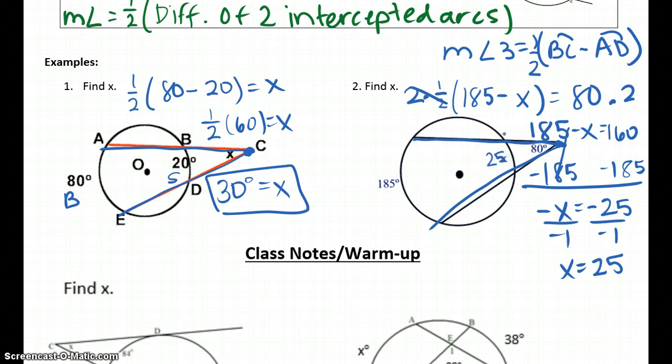So when you're using inside and outside angles, use that equation with the big arc and the small arc for the outside, and the arc and its vertical arc for the inside. Use them as an equation and just plug in what you have and solve for the missing piece.